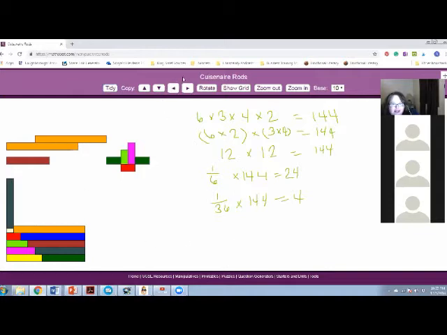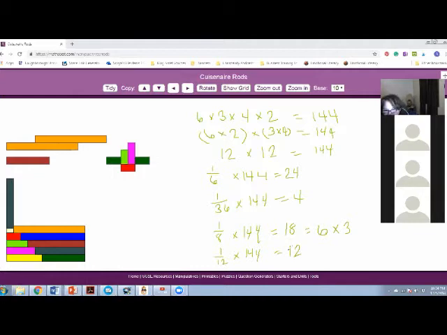1/8 of 144. An 8th of 144 is... 18. Okay, so we take out the 2 and the 4, and what's left? So 1/8 of 144 is the same as 6 times 3. And right, the same way, we can leave that up there as just the other factors if we want to. 1/12 of 144 equals 12.